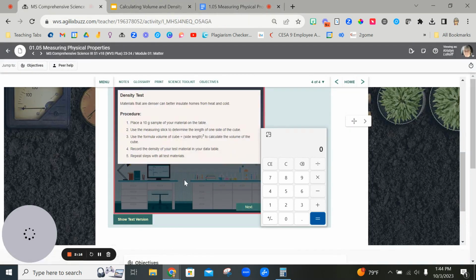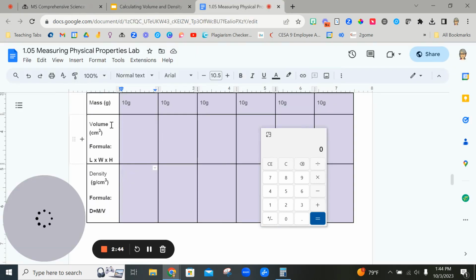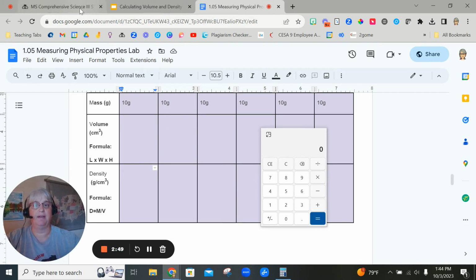If we open this up, we're going to see just what I've told you. It tells you that the formula for the volume of a cube is its side length cubed. Each piece of material is in the shape of a cube, so you will use this formula for all of the materials. I'll walk you through a couple of them now. Once you've determined the volume, you will record the volume in the lab report right here in the volume row for each material, and then you can determine the density.